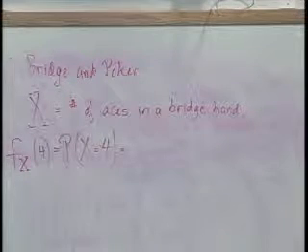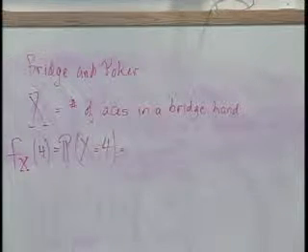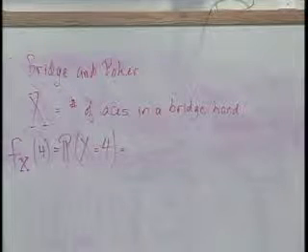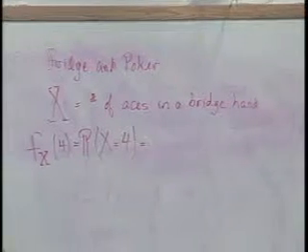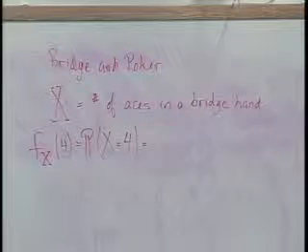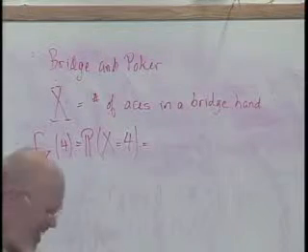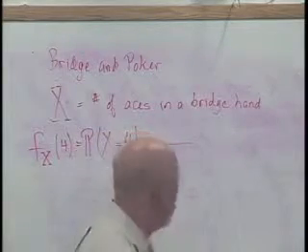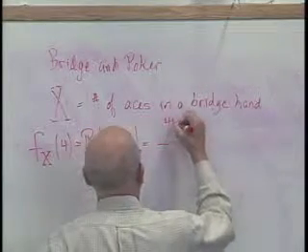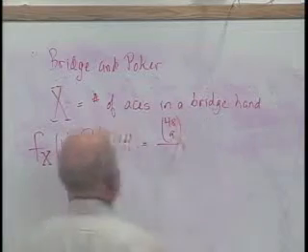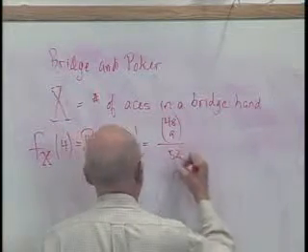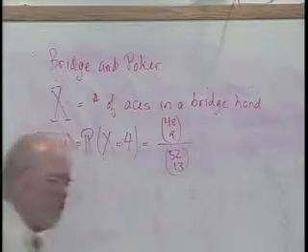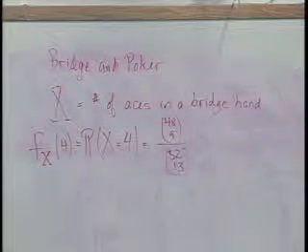13 choose 9. No, 52 choose 9, sorry. 48 choose 9, thank you. You've got 9 cards that are not aces. They have to be selected from the 48 remaining cards in the deck. There are 52 choose 13 possible bridge hands.